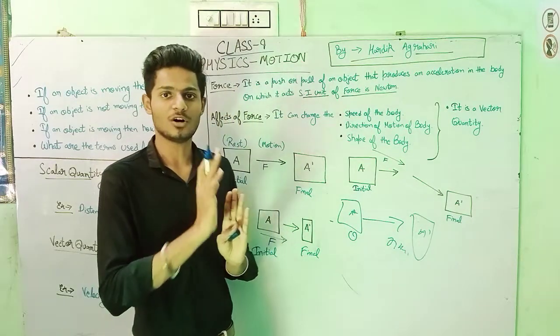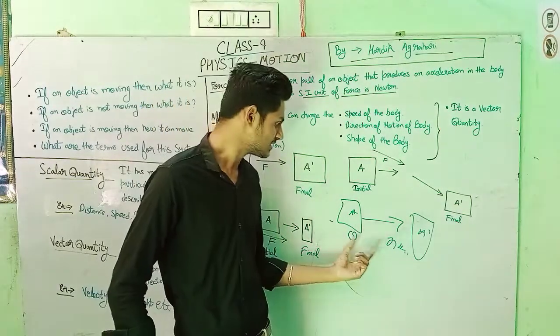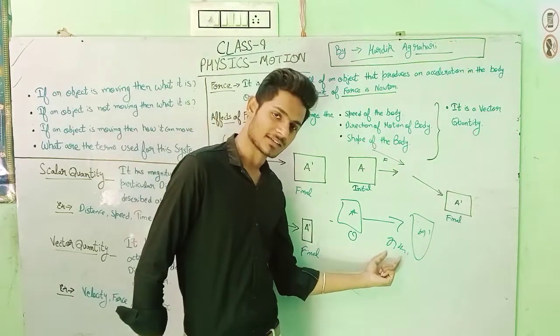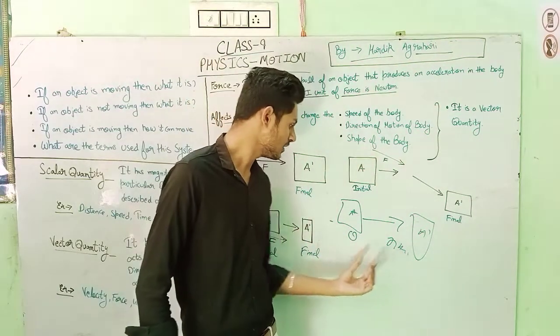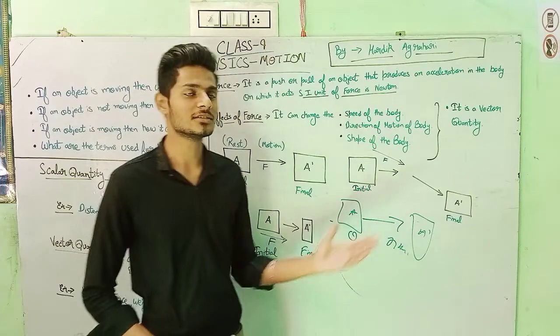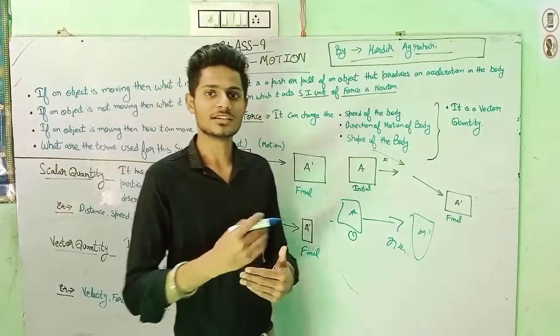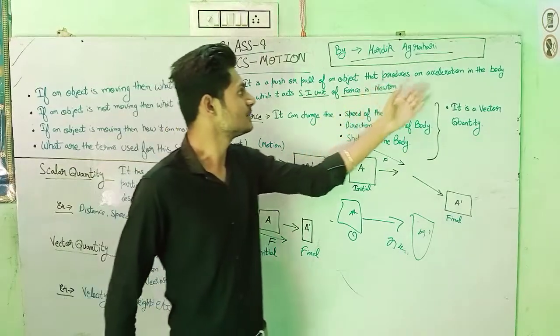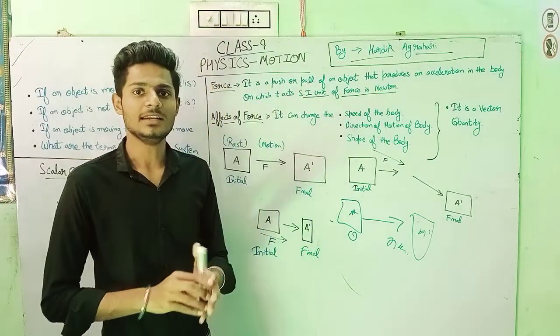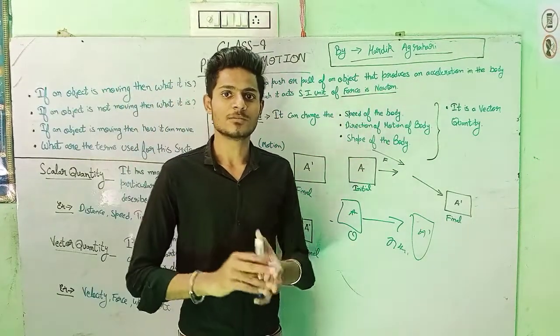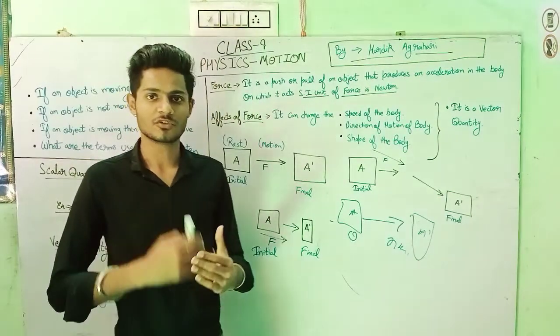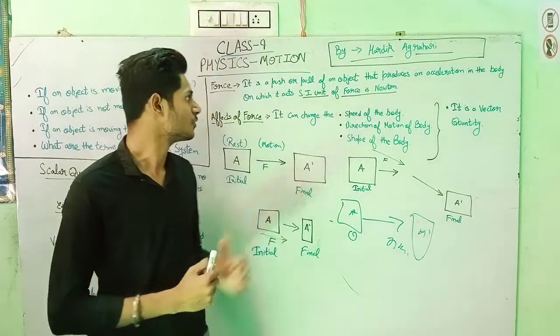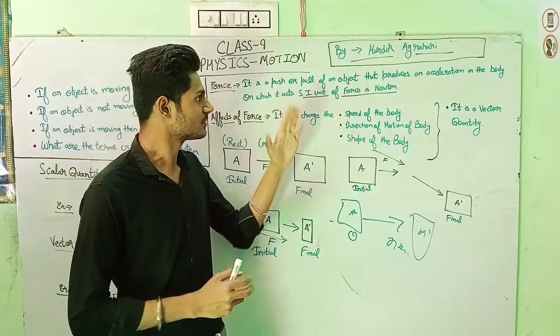The change of speed is known as acceleration. Like speed changed from 0 to x. So this all is acceleration. We will study acceleration in depth in the next point. So force is a push or pull on an object that produces an acceleration in the body. Any phenomenon which produces acceleration through push or pull is known as force, on the body on which it acts.